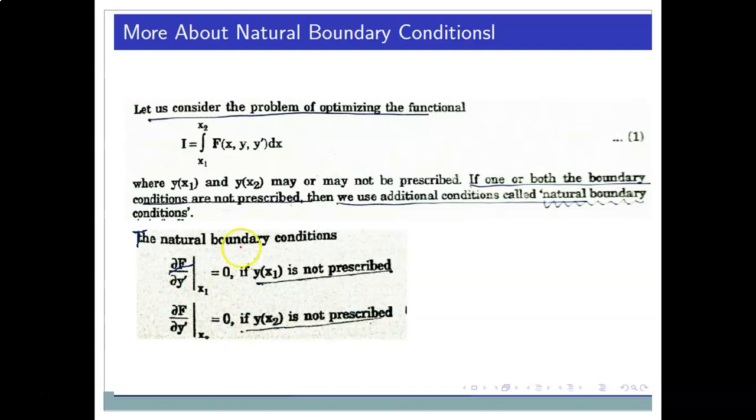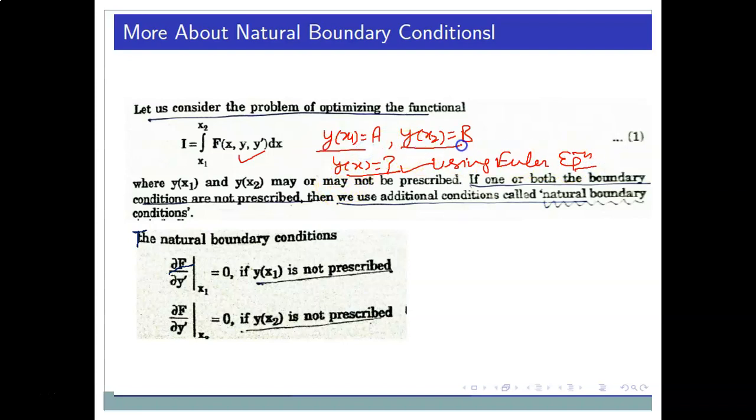Yes, first, we already know that if we are given such a functional, then either you are given the boundary conditions, y at x1 is a, y at x2 is b. Then after determination of the value of y(x) using Euler's equation, we obtain values of unknown constants using these boundary conditions. But if these boundary conditions are not given, in that situation, we apply the natural boundary conditions.